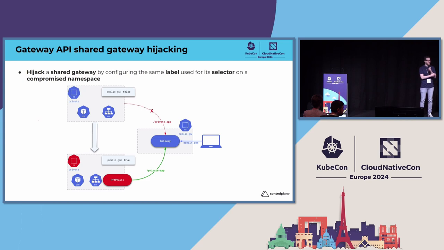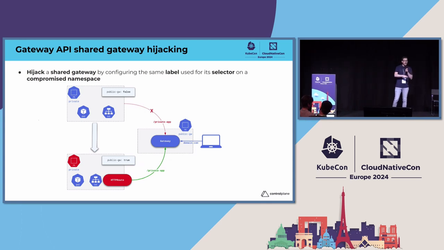The example on the Gateway API is very similar, so I don't want to spend much time on this. Namespace selectors are used with Gateway API cross-namespace routing, so if you can modify, for example, this public gateway label in your namespace, you might give an existing HTTP route public ingress, and effectively this can result in very bad things like hijacking of shared gateways, exfiltration of data, and unauthorized access to internal-facing applications.